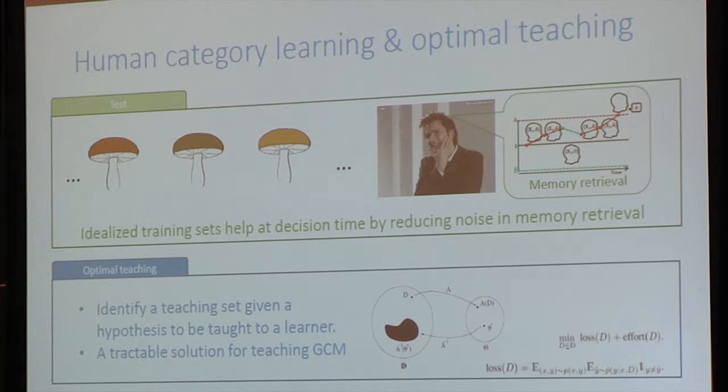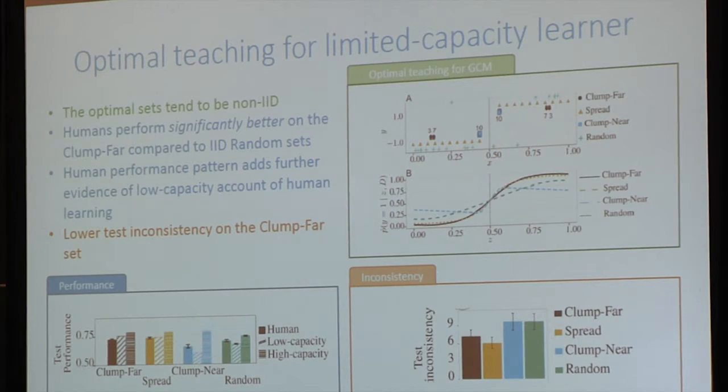We find optimal training sets for these two scenarios. One is shown as the black circles, which is the optimal training set for the low-capacity learner, and it turns out to be idealized, so it has a low variance within its own category. The other training sets are for the high-capacity learner and also IID training sets. The curves show the estimated performance for the low-capacity learner on these different training sets, and they predict that humans should perform the best when trained on the low-capacity optimal training set.